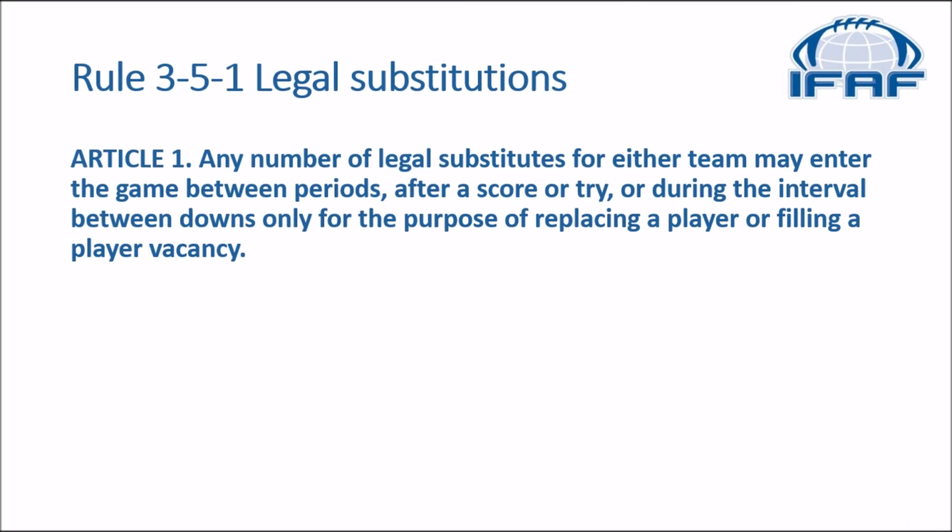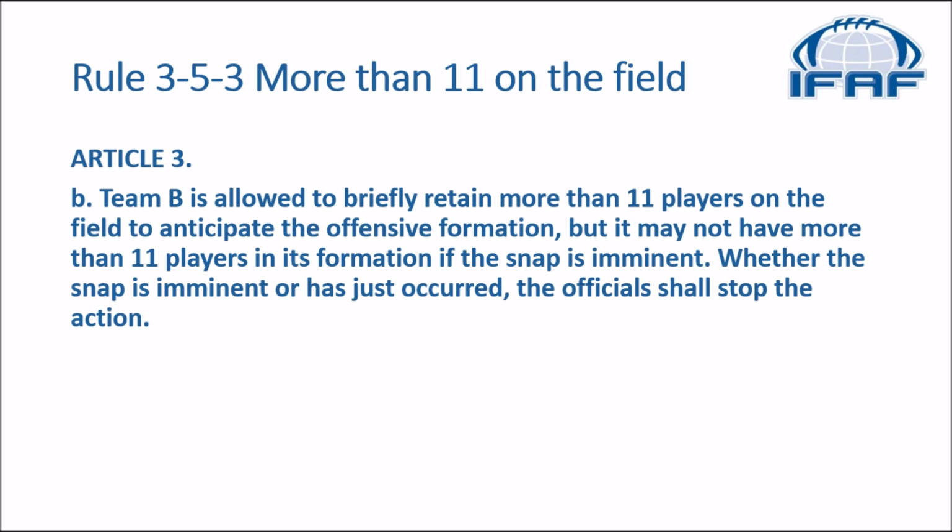In the rulebook, we go to 351 legal substitutions, and Article 1 says, any number of legal substitutes for either team may enter the game between periods, after a score or try, or during the interval between downs, only for the purpose of replacing a player or filling a player vacancy. And 353 goes on with Article B to say, Team B is allowed to briefly retain more than 11 players on the field to anticipate the offensive formation, but it may not have more than 11 players in its formation if the snap is imminent. Whether the snap is imminent or has just occurred, the officials shall stop the action.